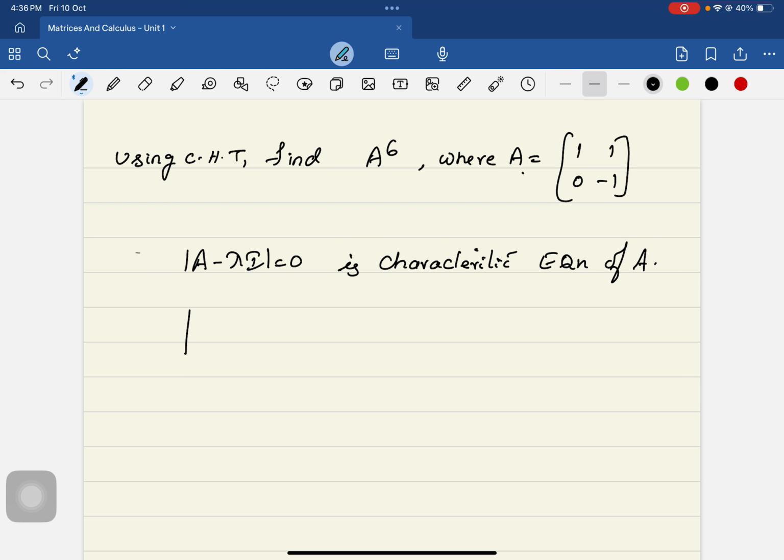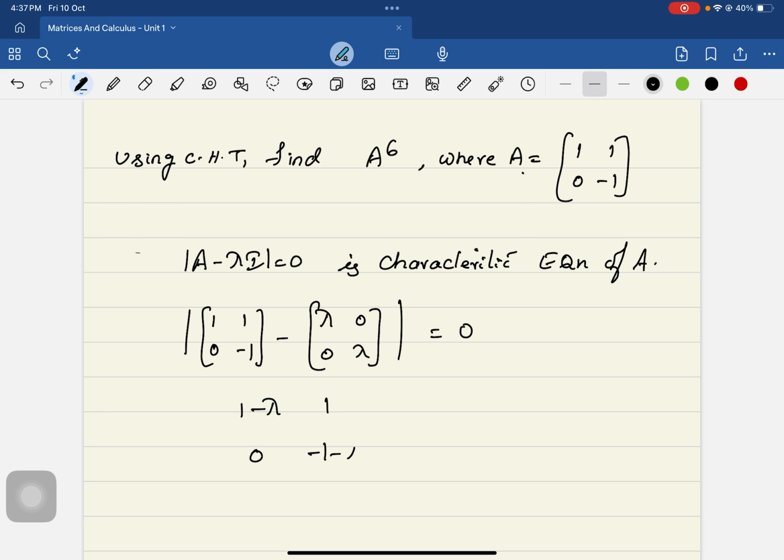The determinant of the matrix A minus lambda times I, that means [lambda, 0; 0, lambda], the determinant is equal to 0, is the characteristic equation. So what is this giving you? The determinant of [1, 1; 0, -1 minus lambda] is equal to 0.